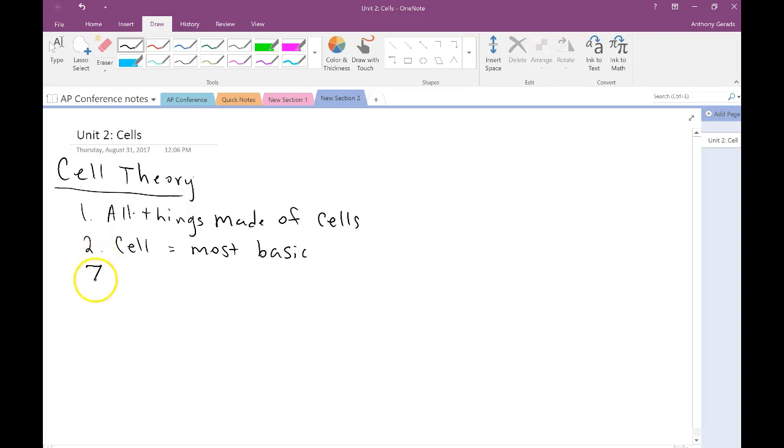And then finally, any guess where cells come from? Other cells.